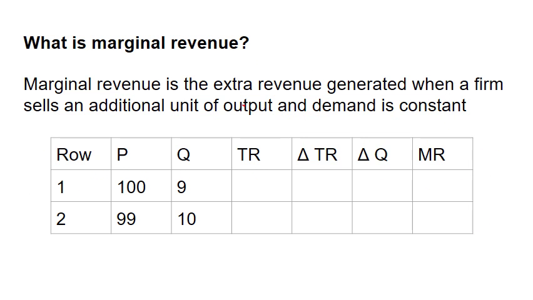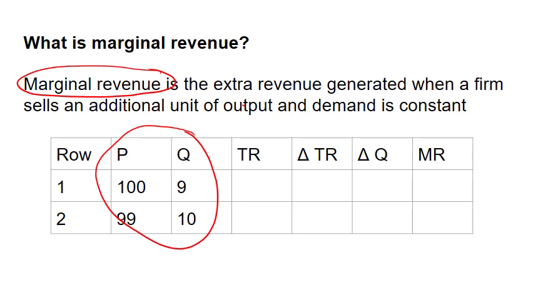Now, I've thrown some terms at you and used them, but let's review what marginal revenue is. Marginal revenue is the extra revenue generated when a firm sells an additional unit of output and demand is constant. Here's an example. We'll work an example for a firm that has market power. Market power means that as the firm wants to sell more, it's got to reduce its price. Market power means the firm's demand curve has a negative slope.